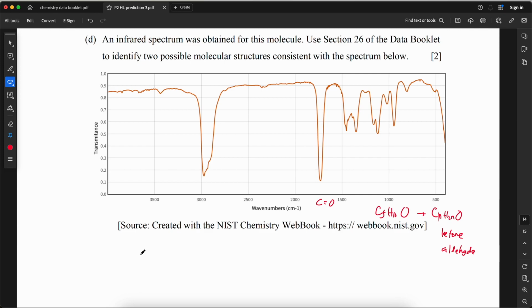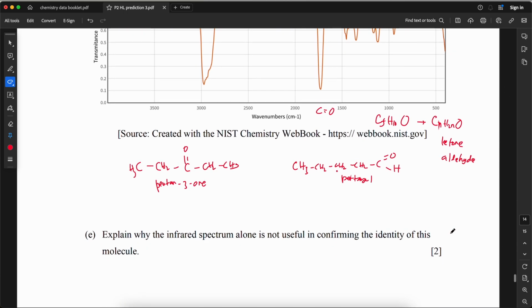So we can draw the structural formula of a ketone and an aldehyde with C5. That would be pentan-2-one, CH3 C double bond O CH2CH2CH3. This is a pentanone, C5H10O. We can also draw a structure for an aldehyde, which is pentanal, CH3CH2CH2CH2CHO. So the total will be C5H10O. Anything that is C5H10O is fine, as long as it is a ketone or aldehyde. You can also draw pentan-3-one or 3-methylbutanal or 2-methylbutanal, but the question asks for only two structures.